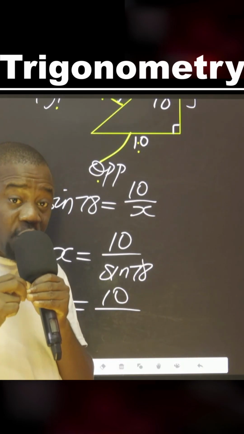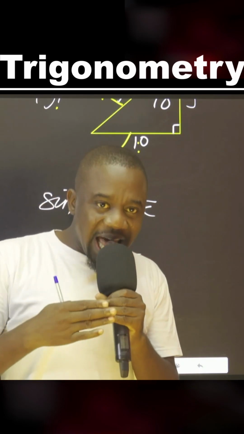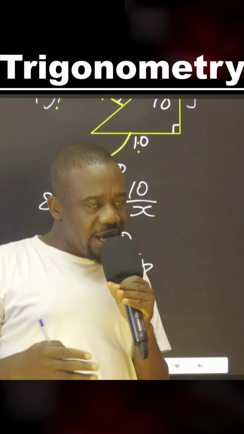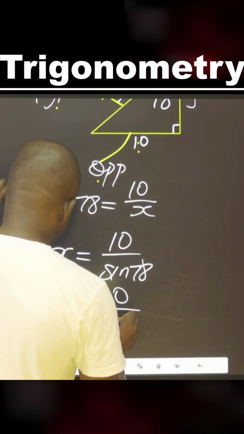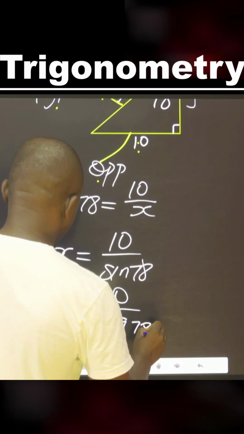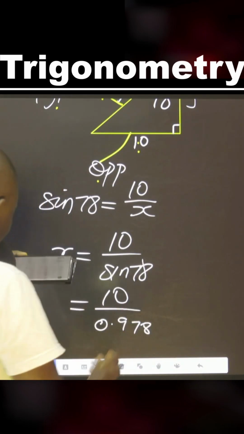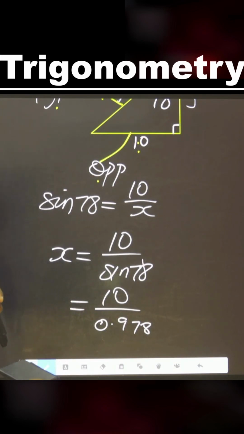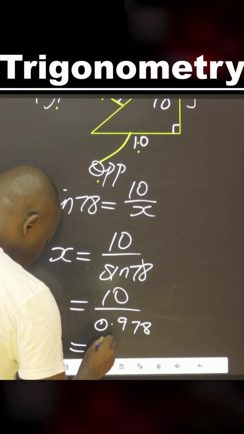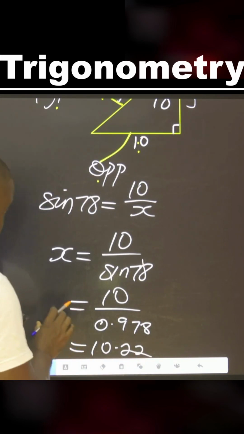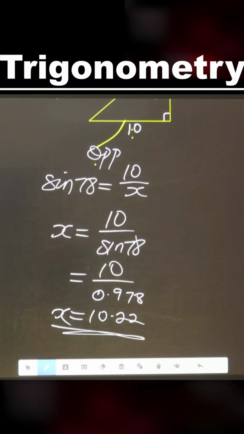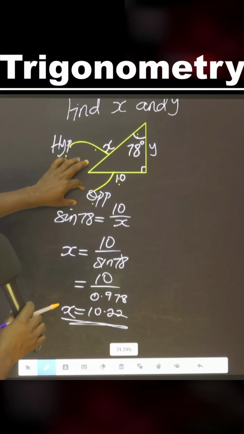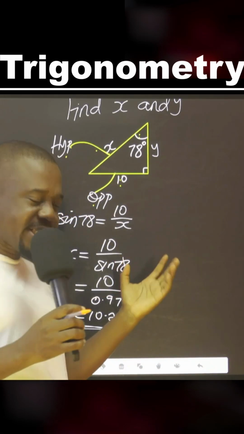With this now, we can find sine 78. Either you use your trigonometry table, if you're allowed in your exam or anywhere, or you can use your calculator. For me, I'm going to use calculator. From here, I'm having 0.9781. Let me leave it like this. So 10 divided by this, that is 10.22. So S is equal to 10.22. Because no unit was given to us, centimeter, meter, we leave it like this.